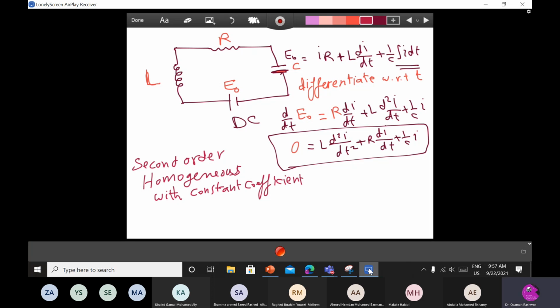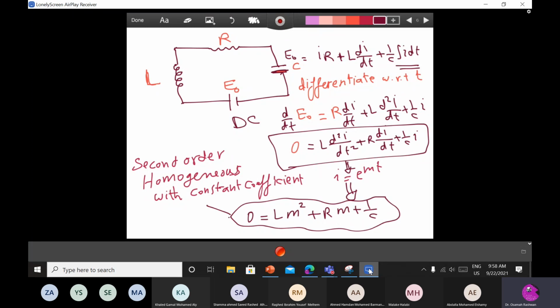So you can solve it as normal. You just let i equal to e to the mt. So this one will transfer into what? Yes, 0 equal to Lm squared plus Rm plus 1 over C.